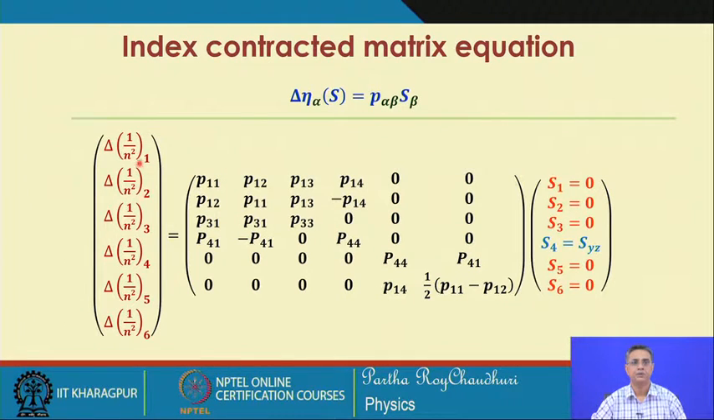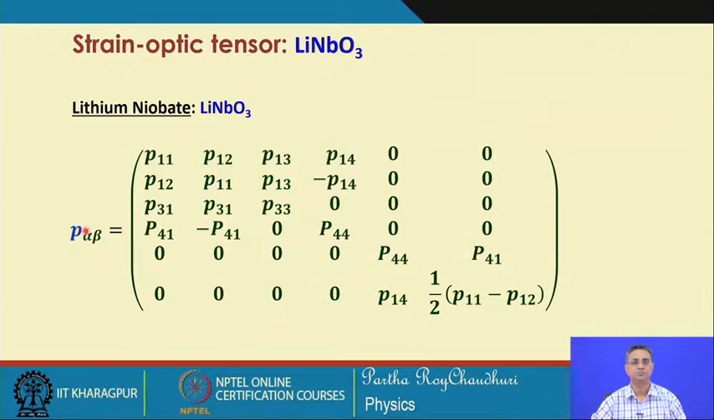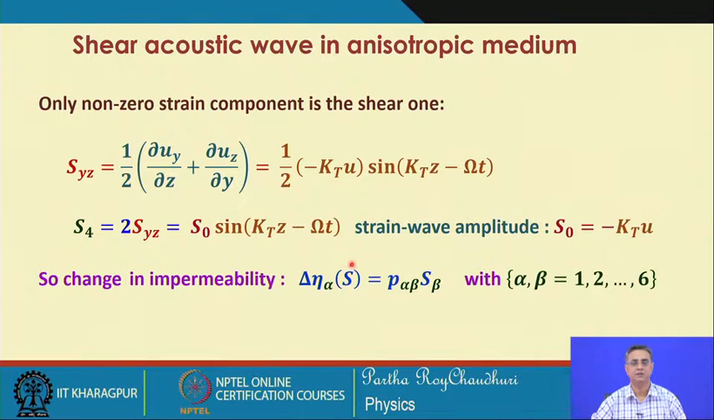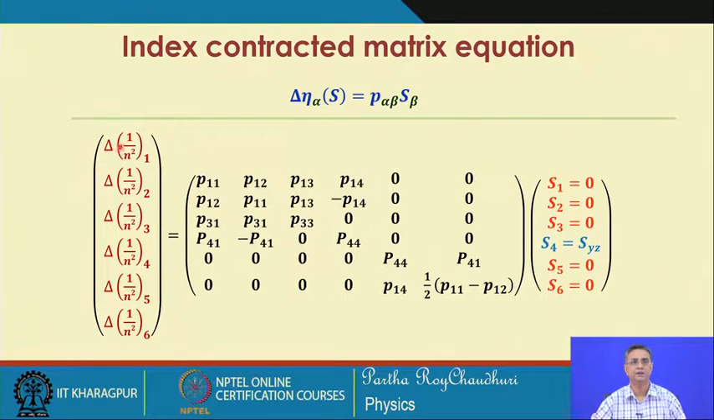We will see now. From here, delta eta alpha as a function of S, we write here. So, this is the change in the impermeability as a column vector, and this is the photoelastic, or strain-optic, tensor for the lithium niobate crystal. You have seen that only this S_4, S_yz, is the non-zero component. So, this will effectively give you only this column as the non-zero elements.